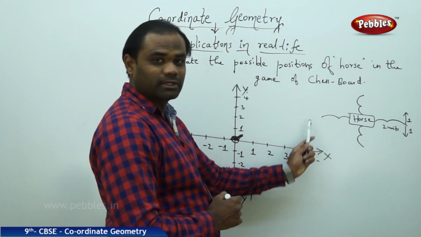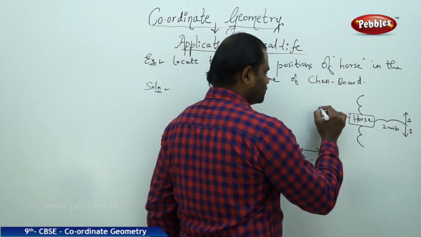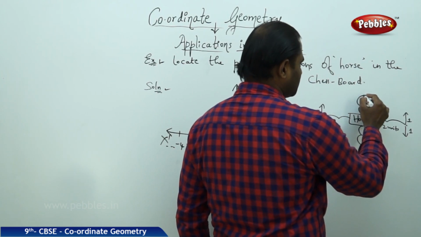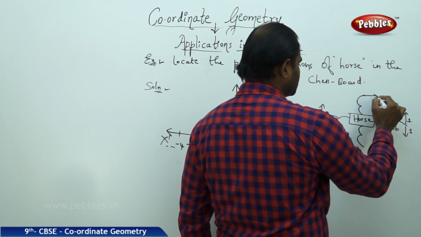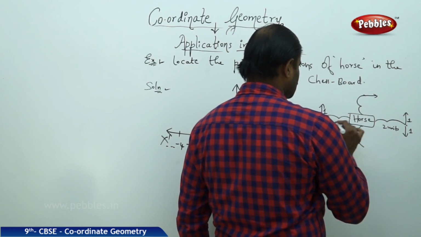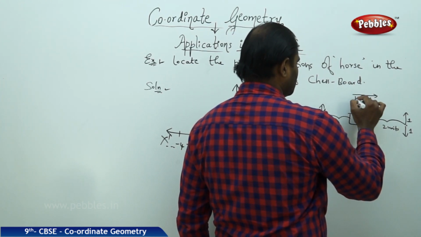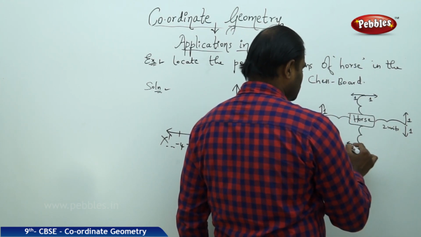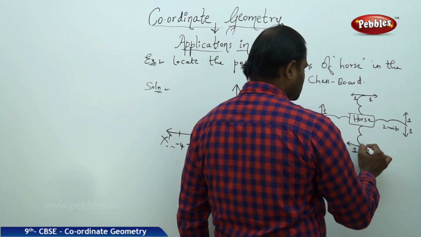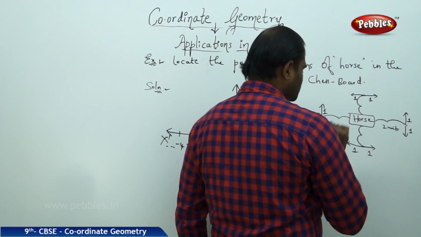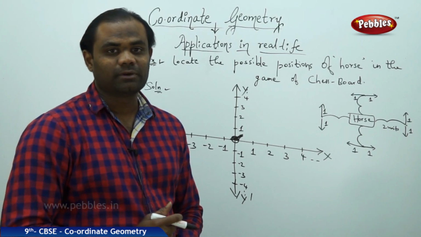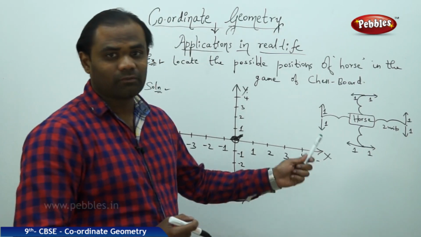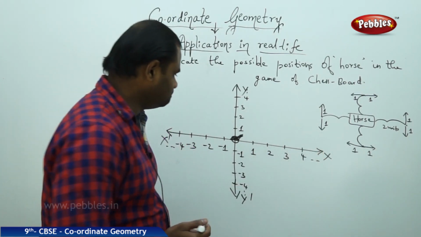If the horse moves 2 units left, then the horse can either move 1 unit up or it can move 1 unit down. If the horse moves 2 units up, it can move either 1 unit right or 1 unit left. If the horse moves 2 units down, it can move 1 unit left or 1 unit right. Is how we understand the different positions of horse. So with this, let's see how we can apply this in the situation.